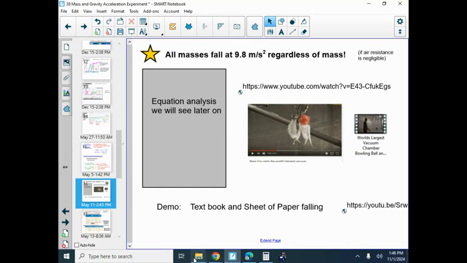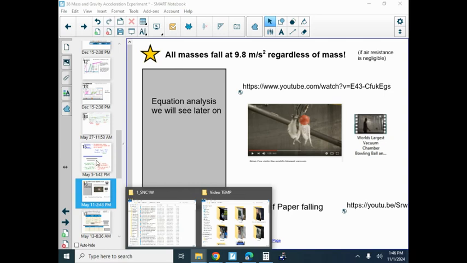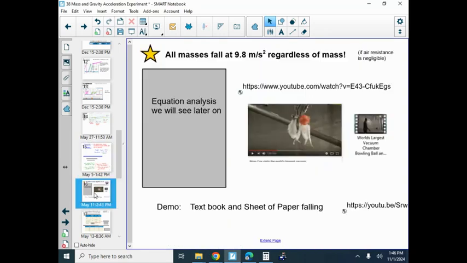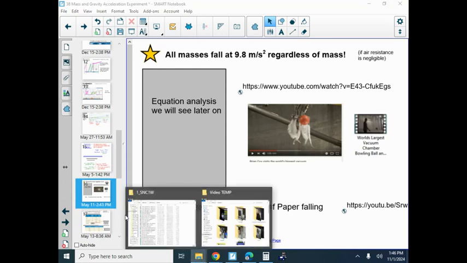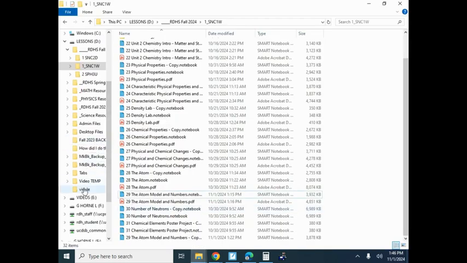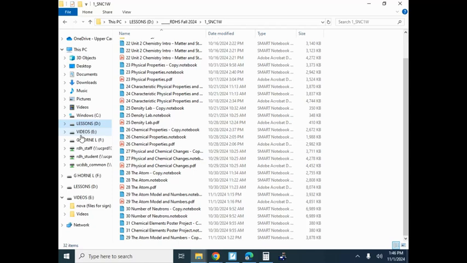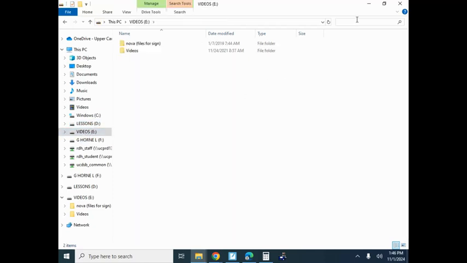So one more video here, world's largest vacuum chamber. Kind of a neat one. I do this experiment in class where I have a penny and a feather inside of a glass tube, but this is like the extreme version of this. So I need to just type in world's largest in my video folder, which is my video file thing here, world's largest.